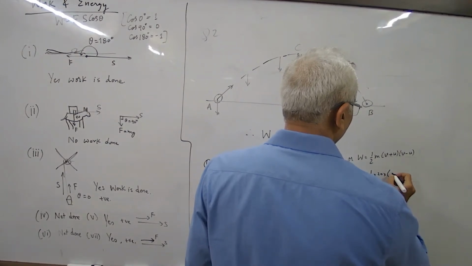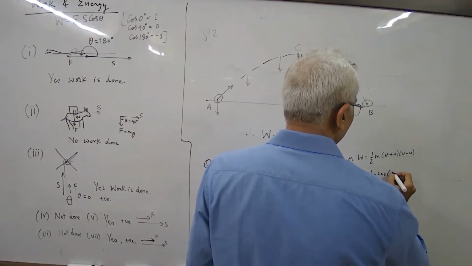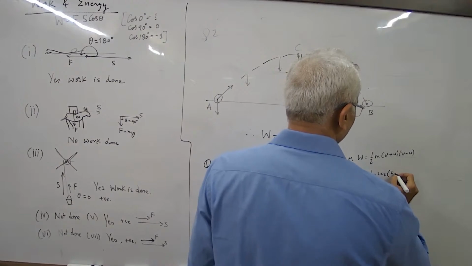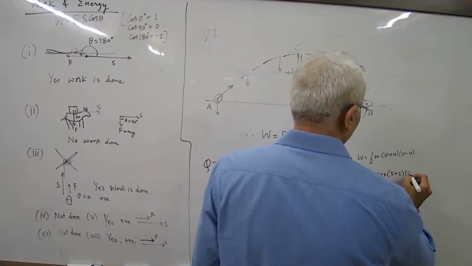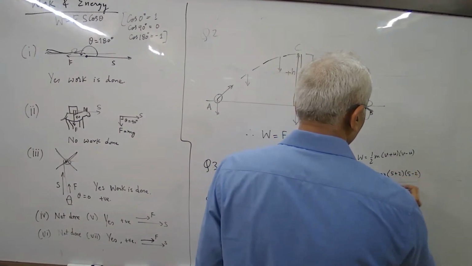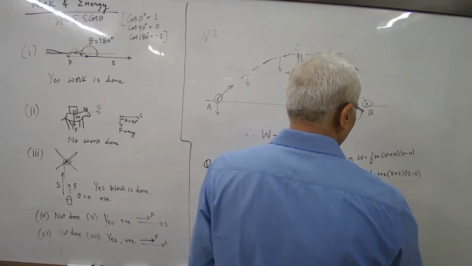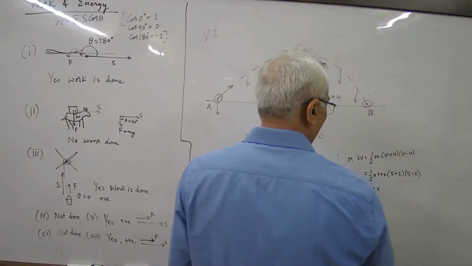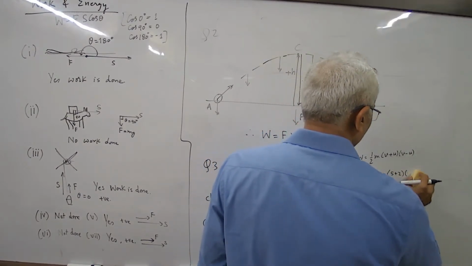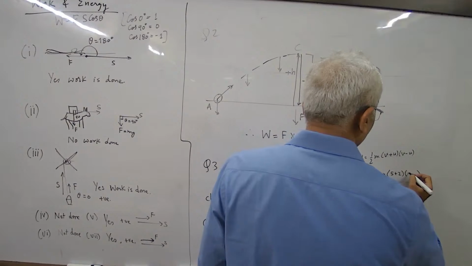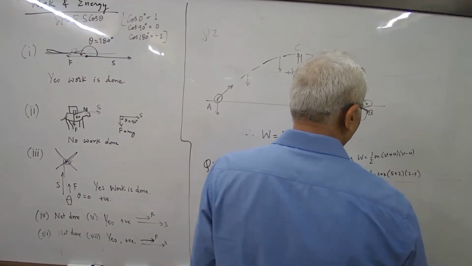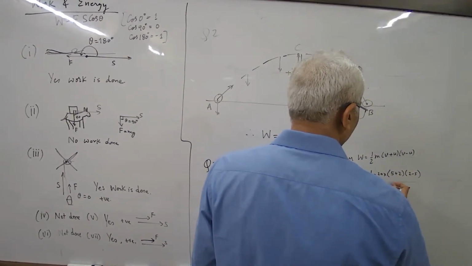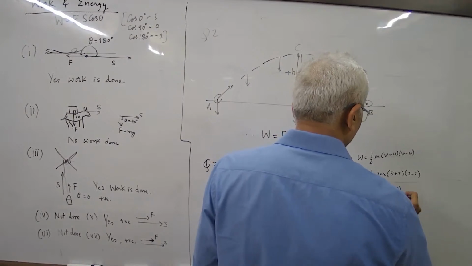What is the final velocity? 2 meters per second. And initial? 5 meters per second. So final is 2, initial is 5. No, because the mass changes its velocity from 5 to 2. Acha, 5 to 2. Okay. 2 minus 5. So this will be what? 7 into minus 3.